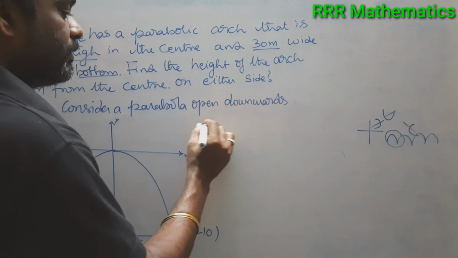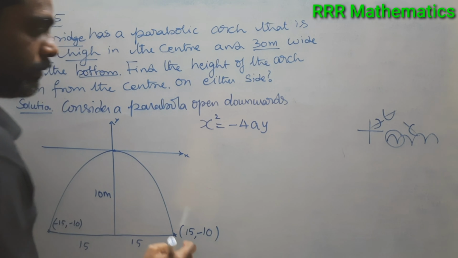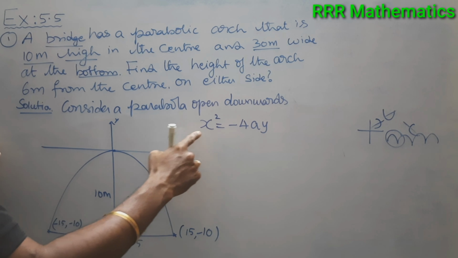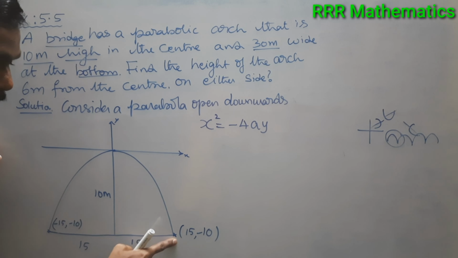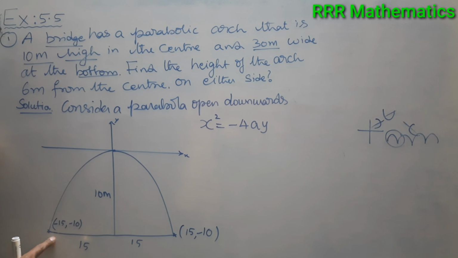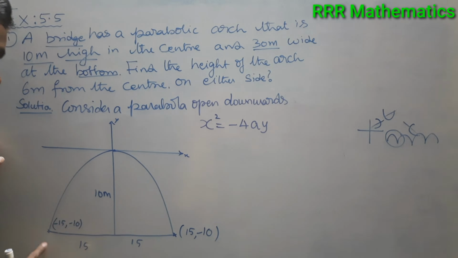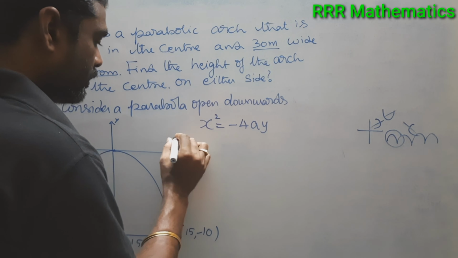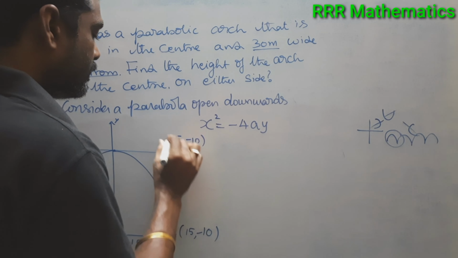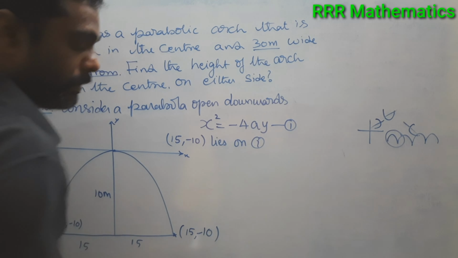Now, the general equation will be x square equal to minus 4ay. The general equation of this parabola, x square equal to minus 4ay. These 2 points lie on the parabola: the points 15 comma minus 10 and minus 15 comma minus 10. So I can choose any one of the points, substitute here, and I'll get the value of a. Anyway, we'll get the same value for a. I'll choose this one, 15 comma minus 10, which lies on equation 1.